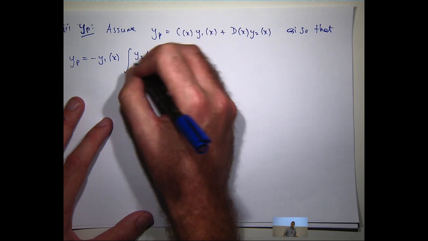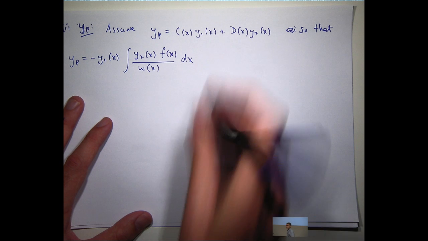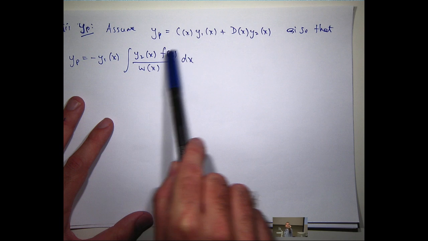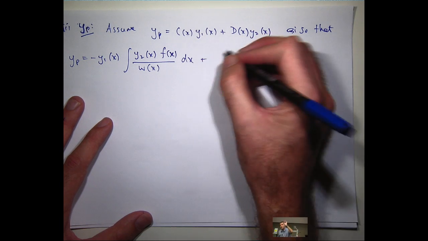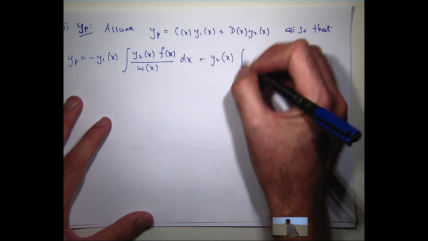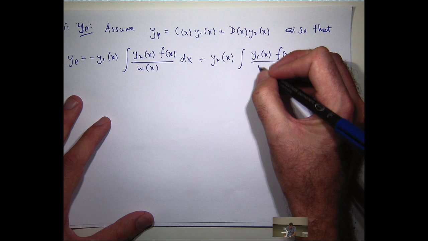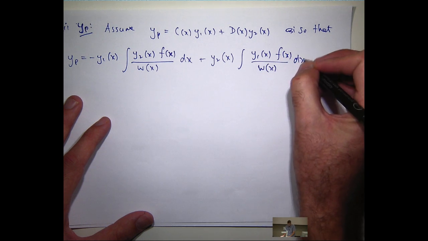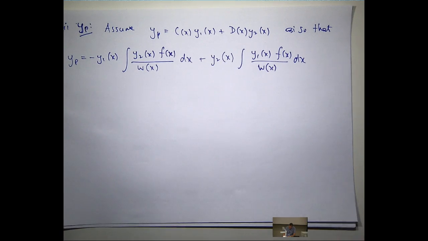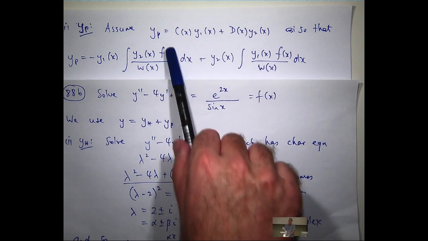And the formula's here. So think of C of x as being this integral with a negative sign out the front, okay? Think of D of x as this integral here. Now, what's the f of x in these formulae? It's just this right-hand side, okay?